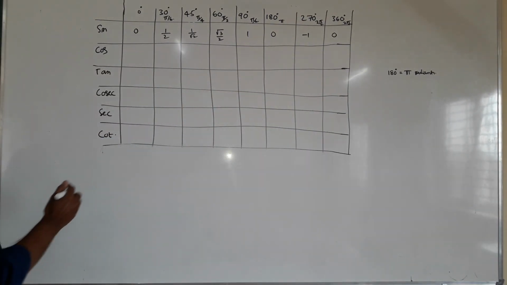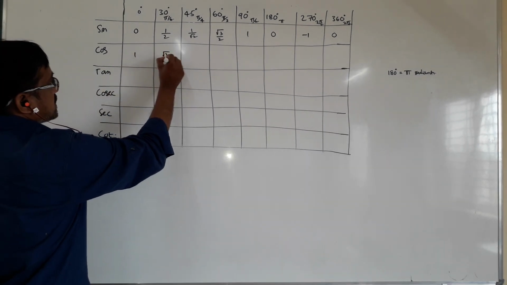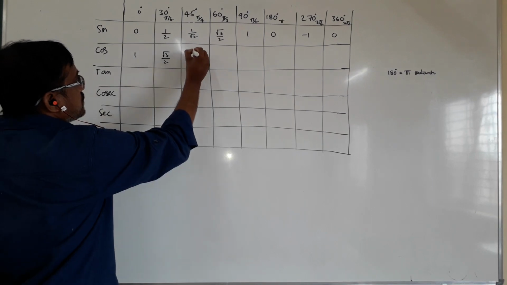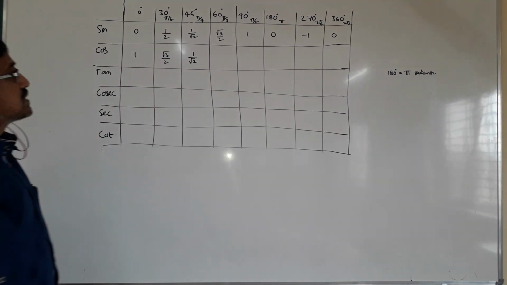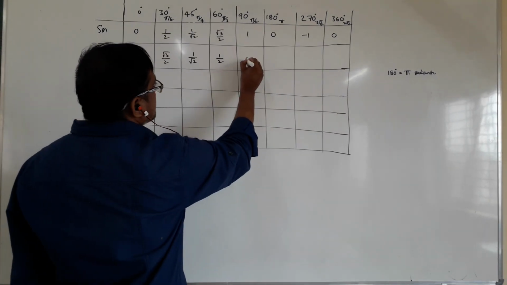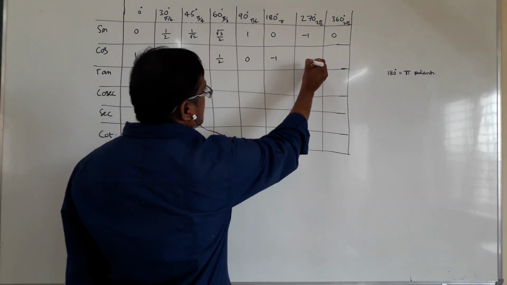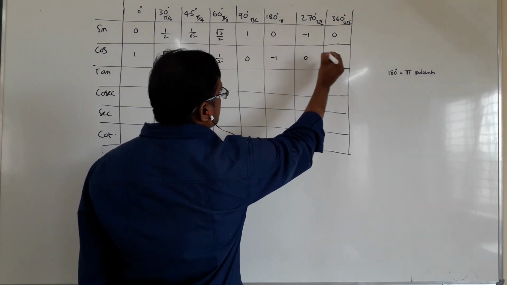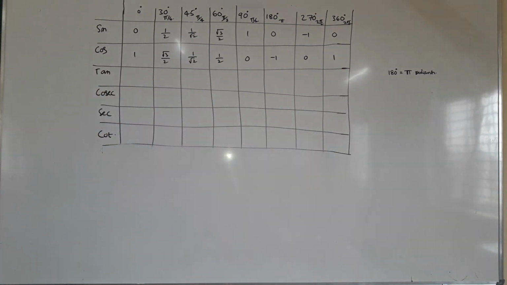Now about cos. Cos 0 is 1. Cos 30 degrees is root 3 by 2. Cos 45 degrees is 1 by root 2. Cos 60 degrees is 1 by 2. Cos 90 is 0. Cos 180 is minus 1. Cos 270 is 0. And cos 360 degrees is 1.